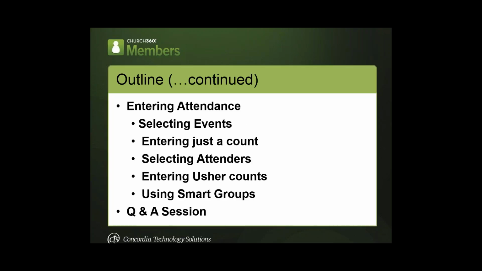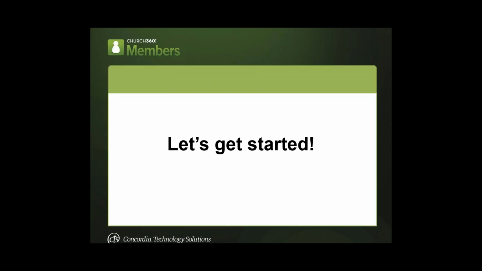After we have our events in the system, then we'll go ahead and move over to our attendance view, and we'll go through the process of entering in attendance. So we'll start by selecting events, then we'll also show you how to enter in just the count, selecting the attenders, adding in our usher count, and discuss using smart groups. Then we'll have our question and answer session. So if you're ready, I'm ready. So let's go ahead and get started.